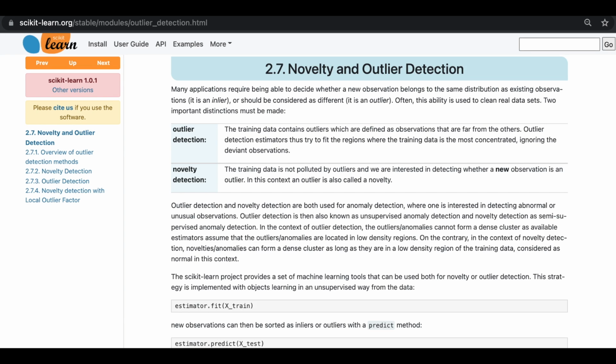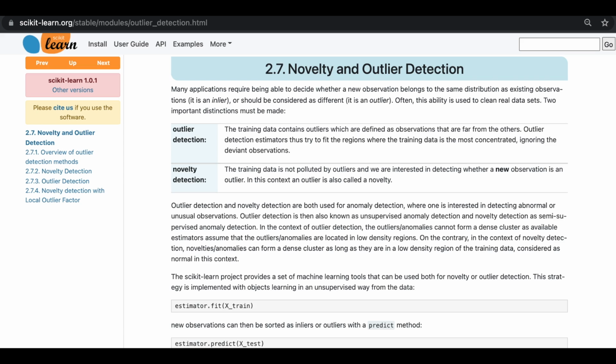Today I wanted to make a video about anomaly detection and how to use anomaly detection in Python, in particular using Scikit Learn. Scikit Learn has a few neat models that we can use for anomaly detection. In the field of anomaly detection, we can define two categories of anomaly detection algorithms and methods. We have outlier detection and novelty detection.